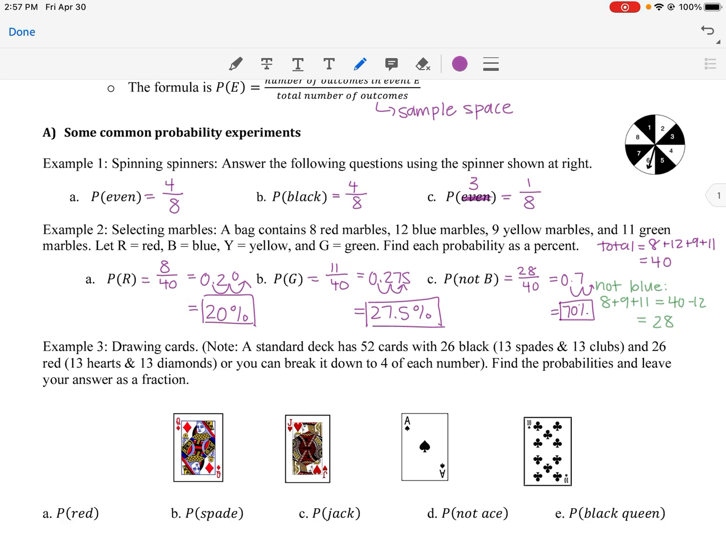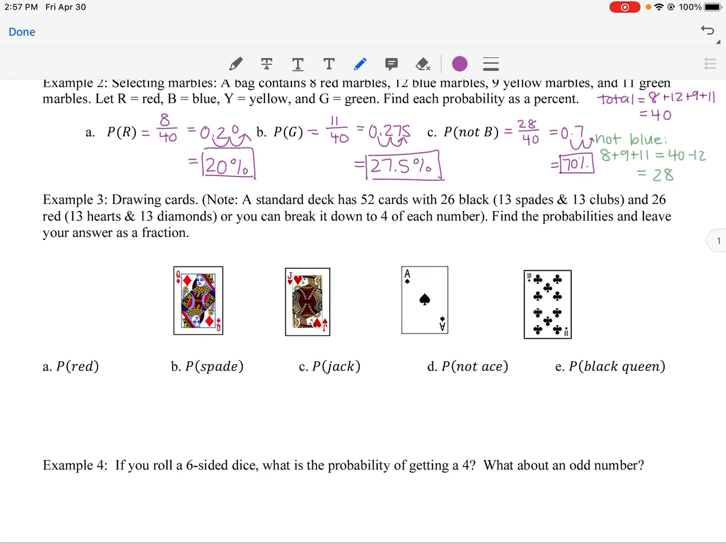Okay. So now let's talk about a deck of cards. When drawing cards, we have a standard deck of 52 cards. You've got 26 black, which consist of 13 spades and 13 clubs, and 26 red, which are 13 hearts and 13 diamonds. Or you can also break it down: you could have 4 of each number. So you've got 4 aces, 4 twos, 4 threes, 4 jacks, 4 kings, 4 queens, etc. Find the probabilities and leave your answer as a fraction.